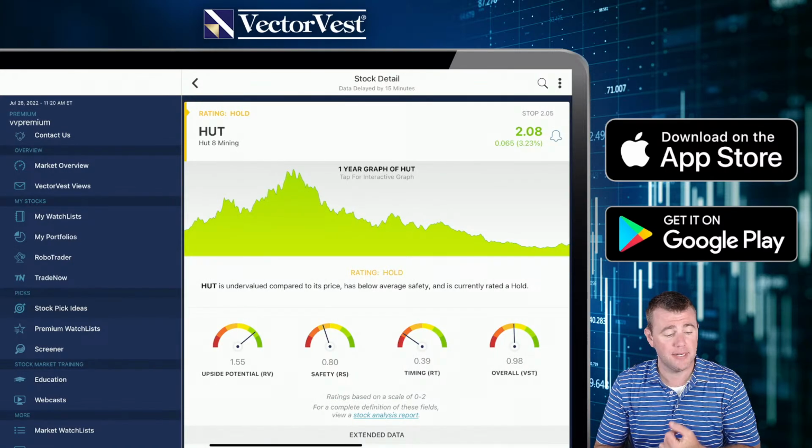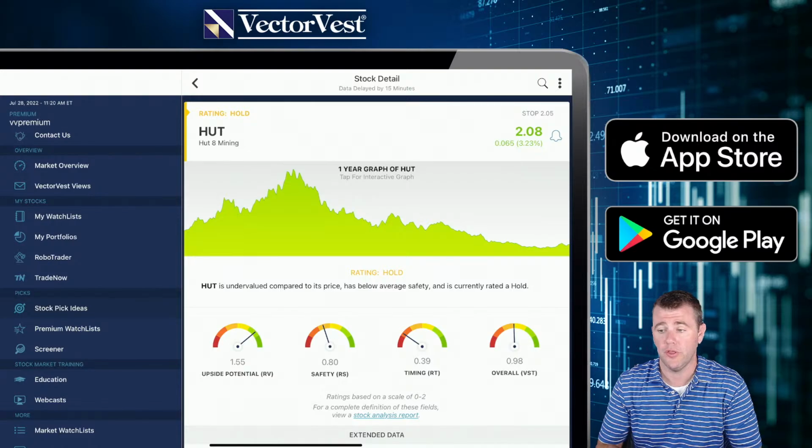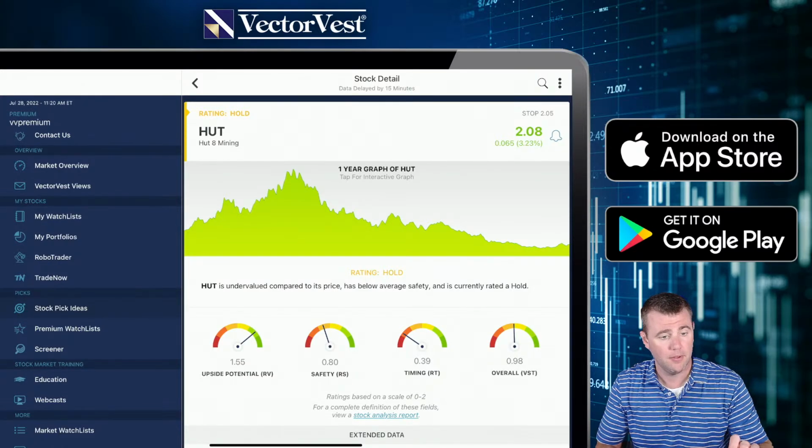HUT, good long-term potential, but it has a lot of risk associated with it. You're in a steady decline. Overall, stock is not favorable here.